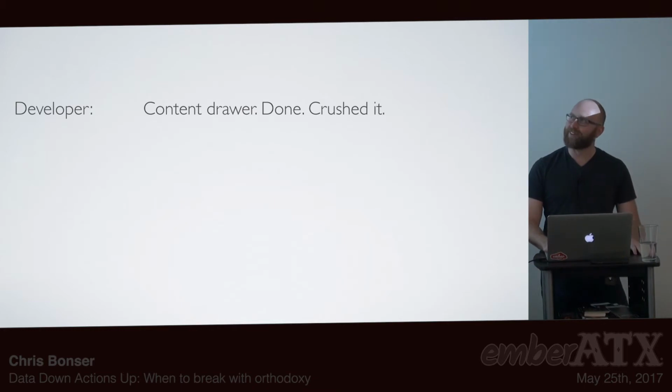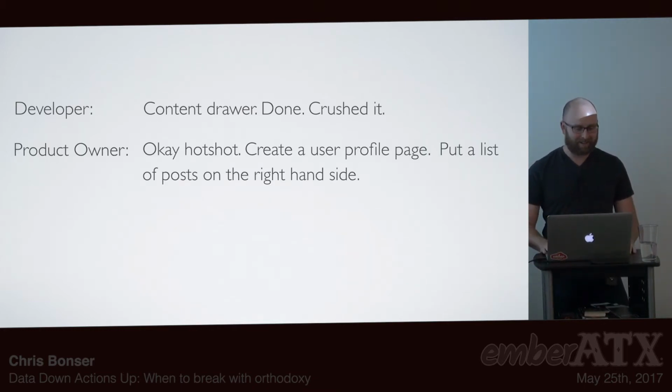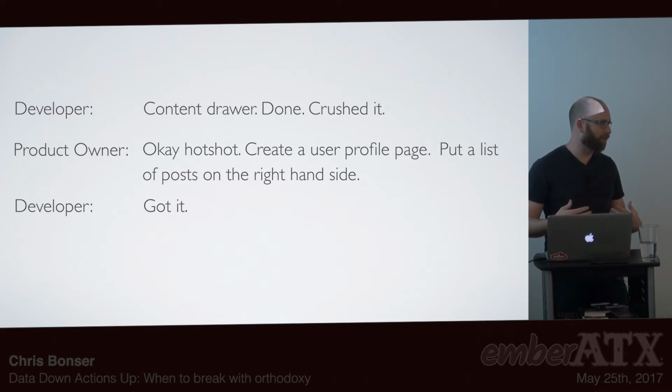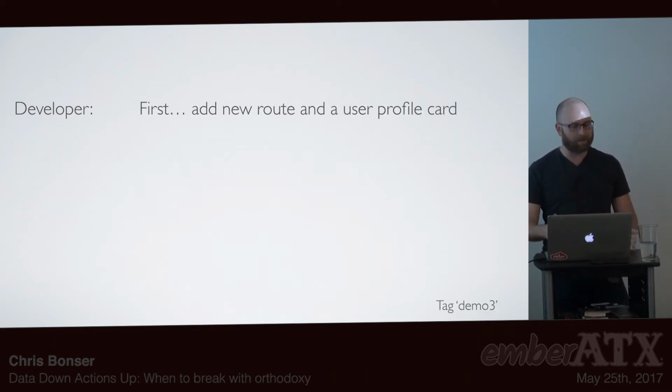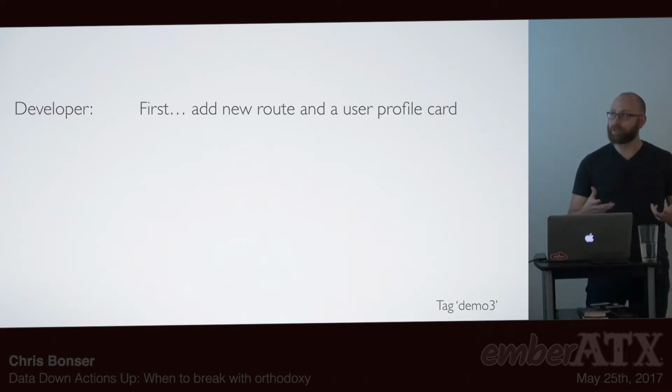So we go back to our product owner and we're like, content drawer, it's done. I crushed that. Okay, hot shot. Now we want to create a user profile page. And on that page, we're going to have the profile on the left, and then we want the list of posts that they've written on the right. You think you can handle that? Like, I got that. So as a developer, you start to think about how you're going to implement this. And your inner conversation might go like this.